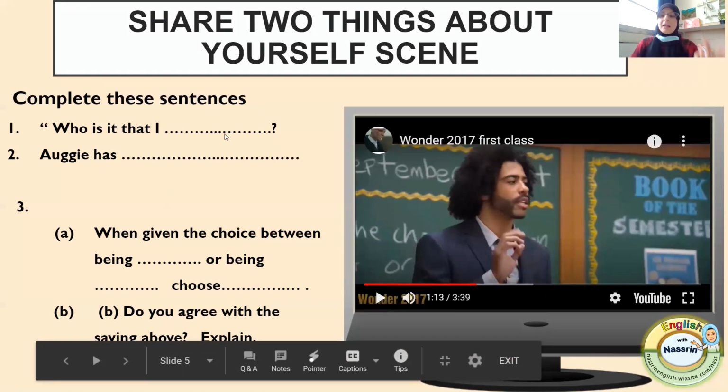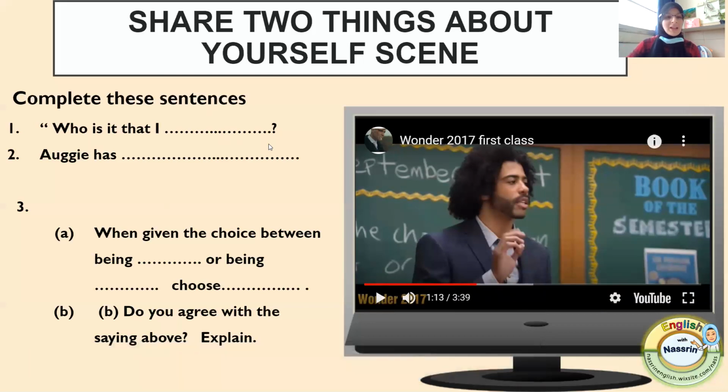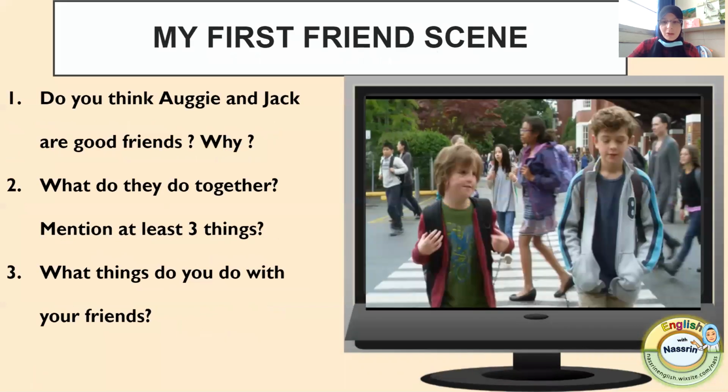So, for example, here, who is it that I aspire to be? They need to complete the sentence, and you could talk about words or vocabulary that they are not familiar with or not sure of, and explain them to your students as well.